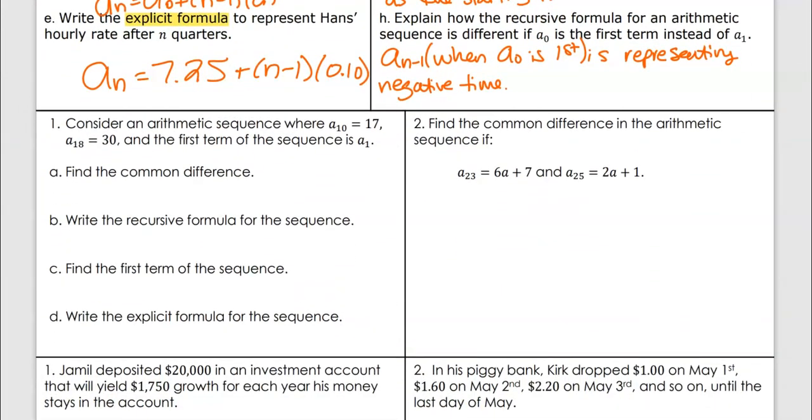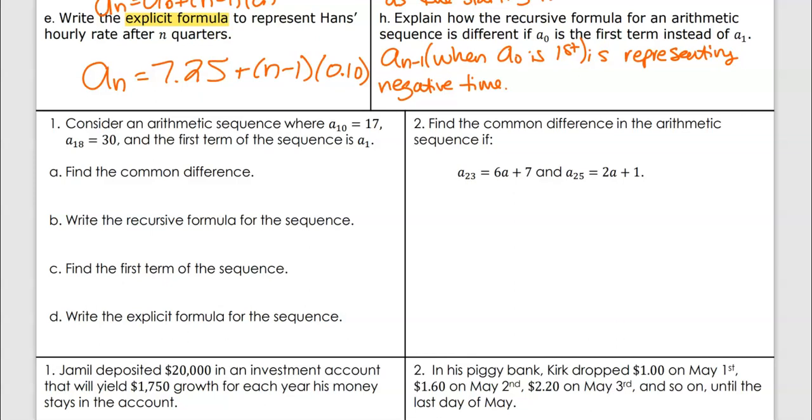Our next two are not real world stuff, okay? It's going to be, here's the number, here's the sequence, black and white. Here we go. Consider an arithmetic sequence where a sub 10 equals 17 and a sub 18 equals 30, okay? And the first term of the sequence is being represented as a sub 1. All right, find the common difference.